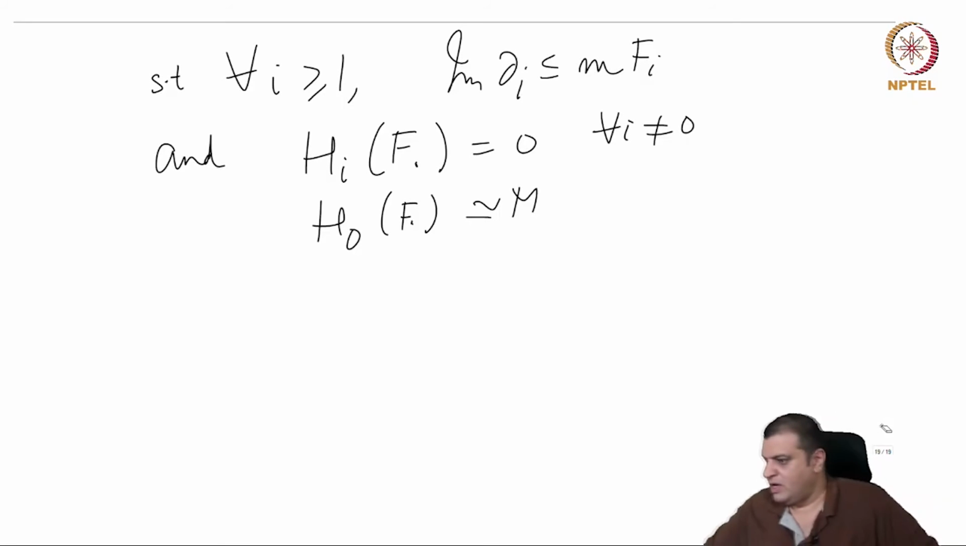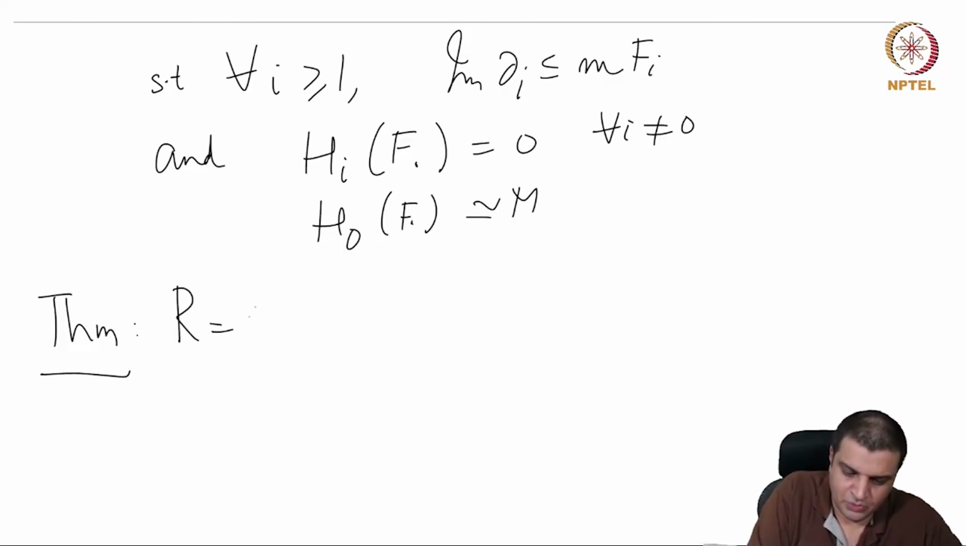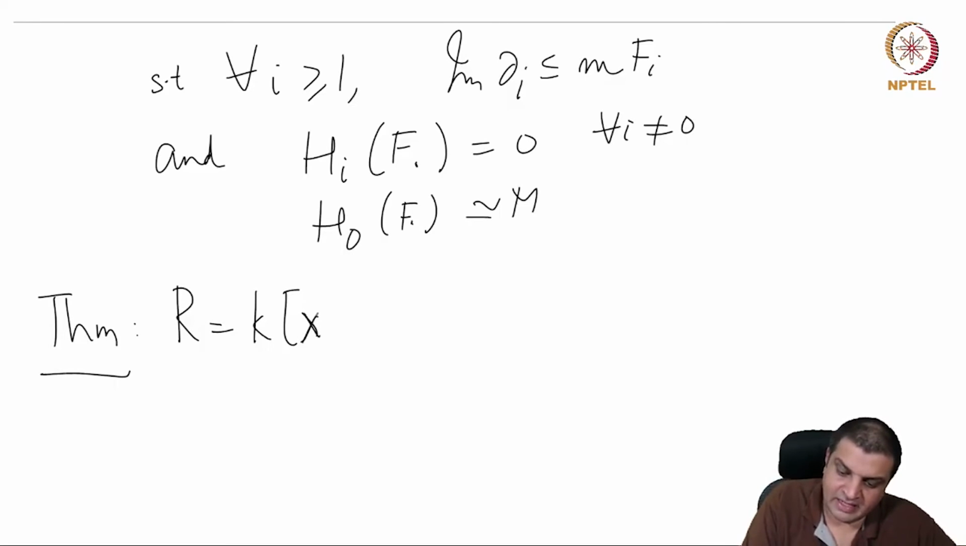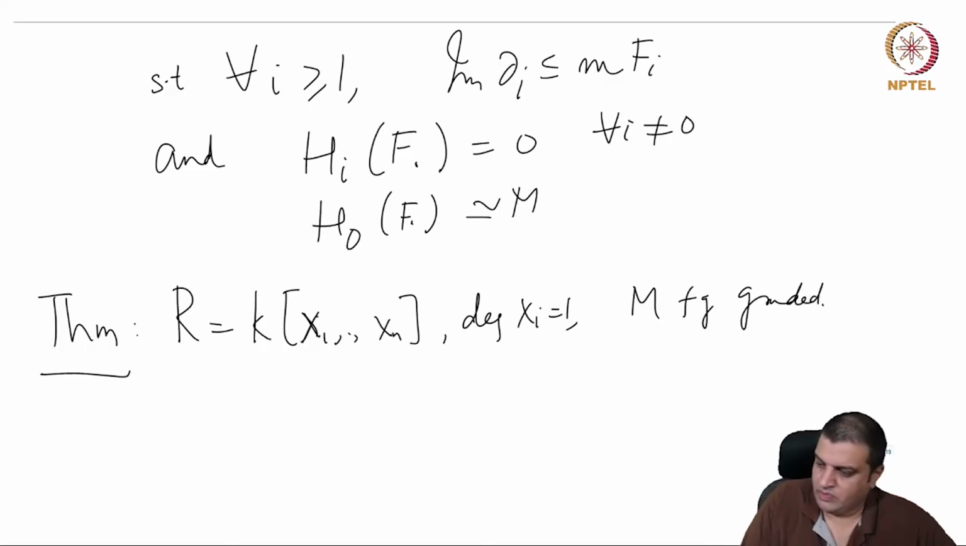So this is what we want, and we want to define two things. Okay, so first is a theorem. We will not prove it. So far, this works even in the generality of graded rings, finitely generated algebras over a field, not necessarily polynomial rings. Now we do want R to be graded, with degree of xi equal to 1, and M finitely generated graded.